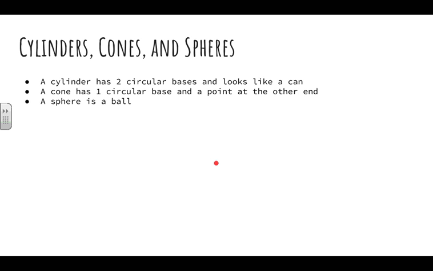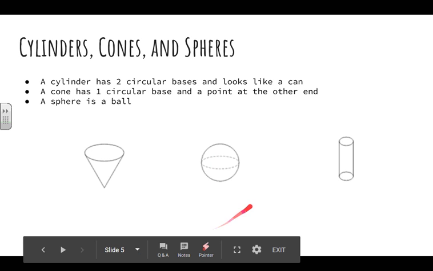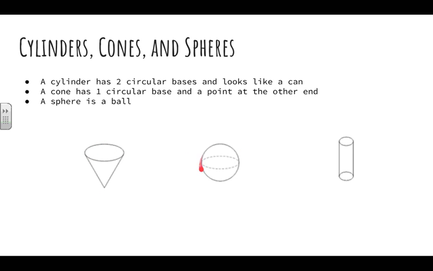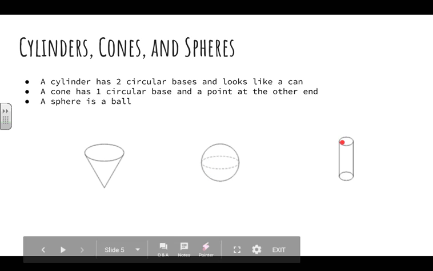Okay, cylinders, cones, and spheres. A cylinder has two circular bases and kind of looks like a can. A cone has one circular base and a point at the other end, and a sphere is basically just a ball. So here we see examples of each of those. Here's our cone, circular base and a point at the end. Here's our sphere, and here is our cylinder.